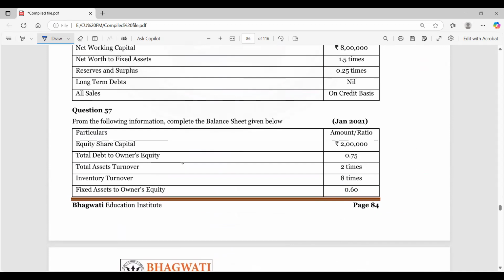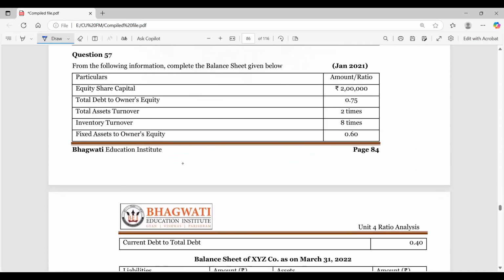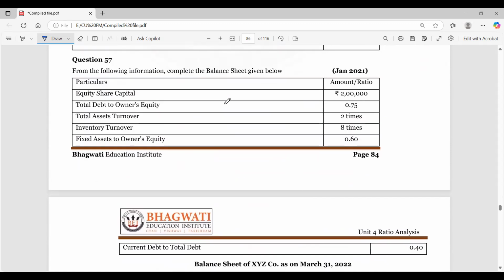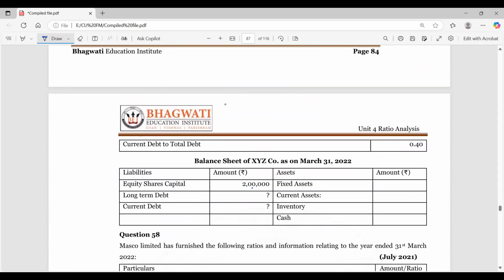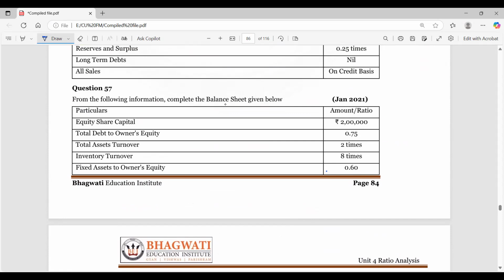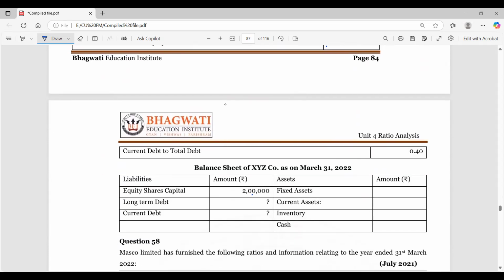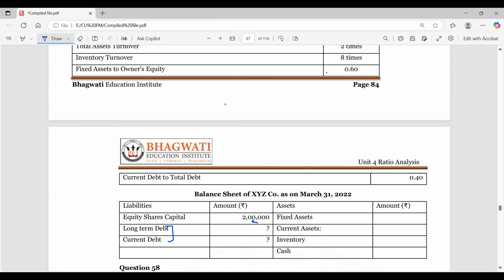Listen, 57 is a very small question. From the following information, complete the given balance sheet. That's all, we don't need to prepare P&L. Equity share capital is 2 lakh, which is directly given in the balance sheet also. Total debt to owner's equity is 0.75. So the remaining part, which is long-term debt plus current debt, is 75% of this 2 lakh rupees.